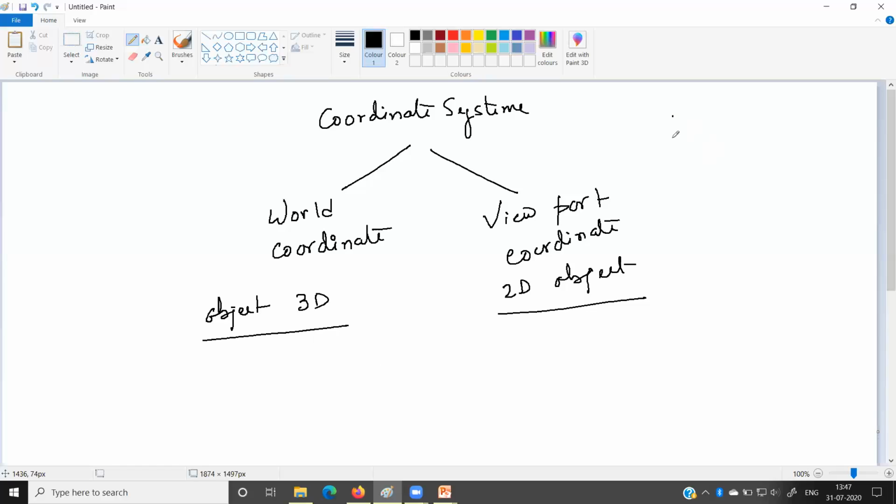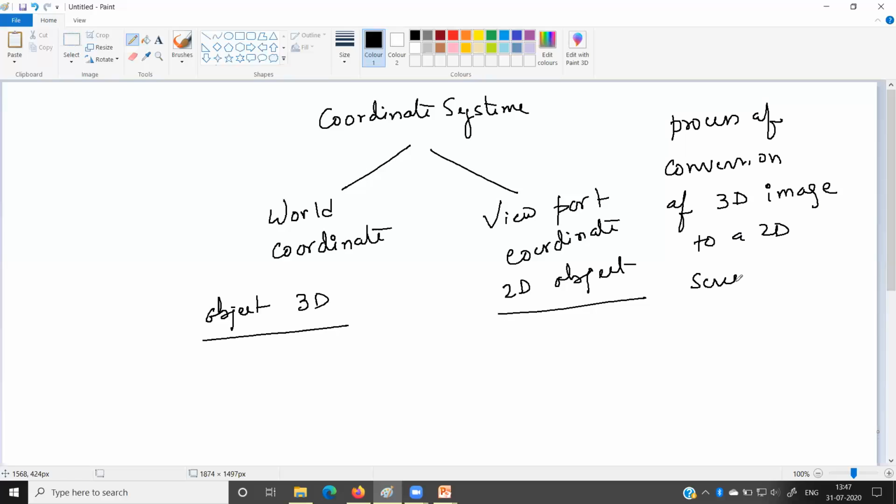So what is our projection? The process of conversion of a 3D image to a 2D screen is called projection. Here we are dealing with 3D projection, that means we project a 3D image onto a 2D screen.